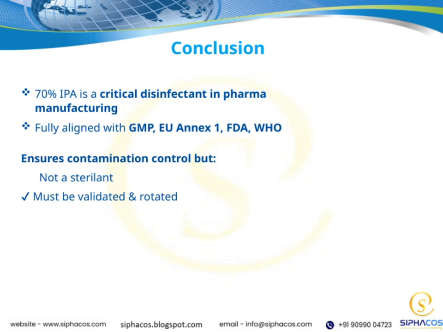However, it's essential to understand that IPA is not a sterilant. While it helps control contamination, it doesn't achieve sterilization on its own. That means we need to validate its use carefully and rotate it as part of a comprehensive cleaning and disinfection strategy. Proper validation and rotation are crucial to maintaining its effectiveness and preventing resistance. So, in summary, IPA is a vital tool in our contamination control arsenal, but it must be used thoughtfully, validated properly, and rotated regularly to ensure optimal results.